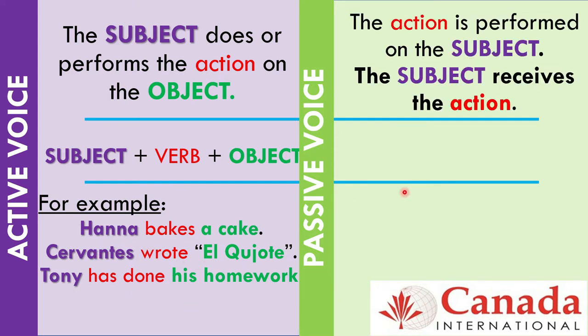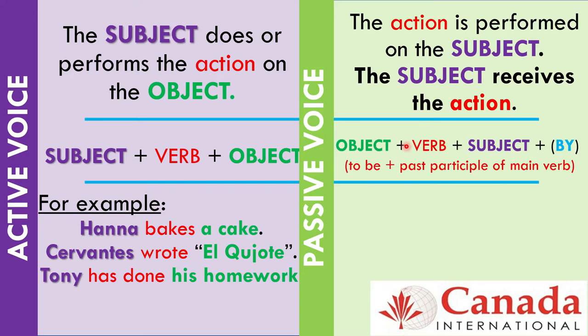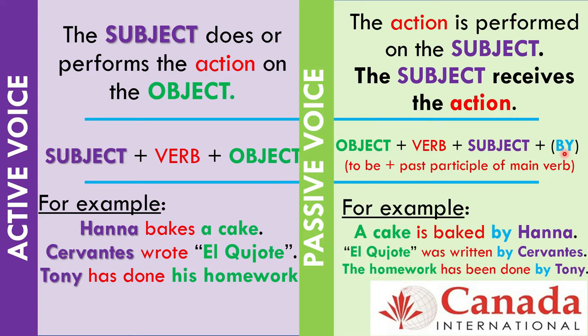Let's see the passive. The passive says the action is performed on the subject; the subject receives the action. Let's see the formula. Object plus verb. The verb has to be the verb to be. The verb to be is going to be in the tense, plus the past participle of the main verb, and then plus by whom the action is performed, right? Sometimes by whom can be omitted. So let's see examples. A cake is baked by Hannah. El Quijote was written by Cervantes. The homework has been done by Tony.